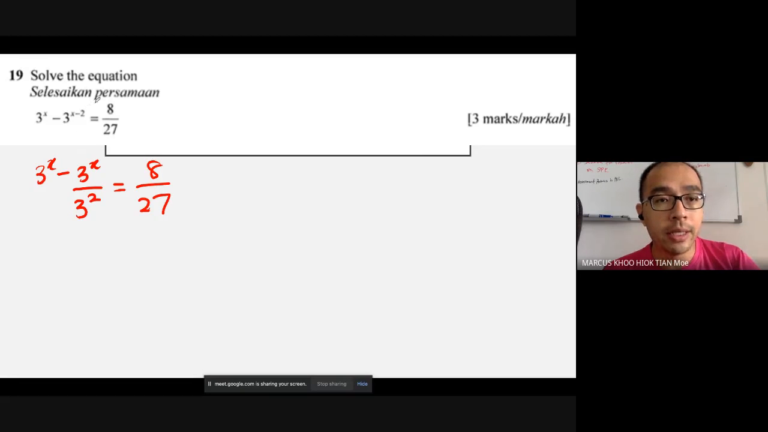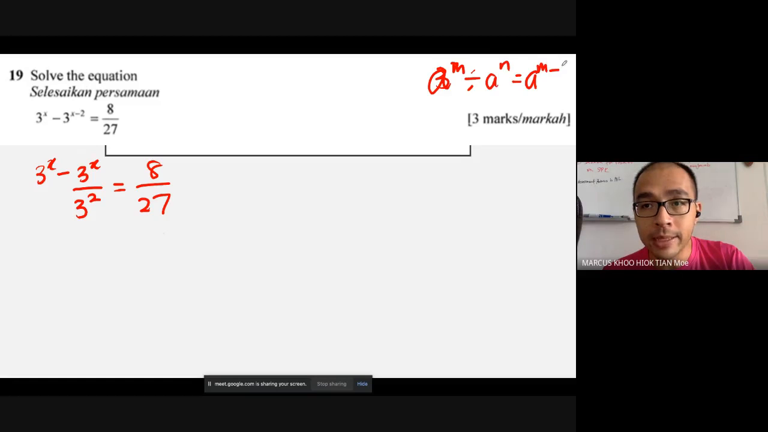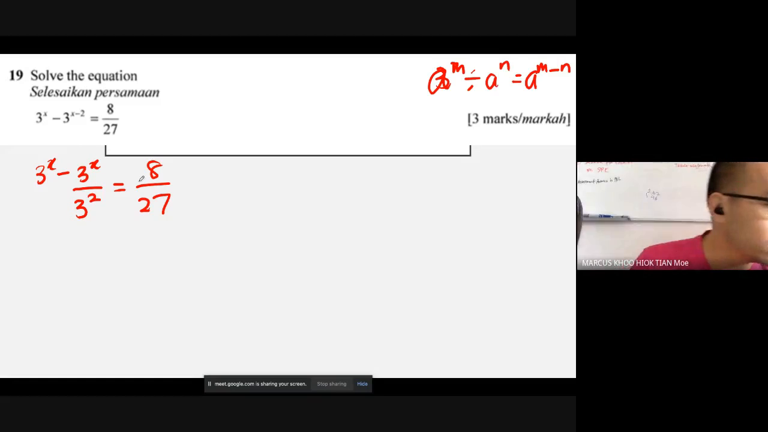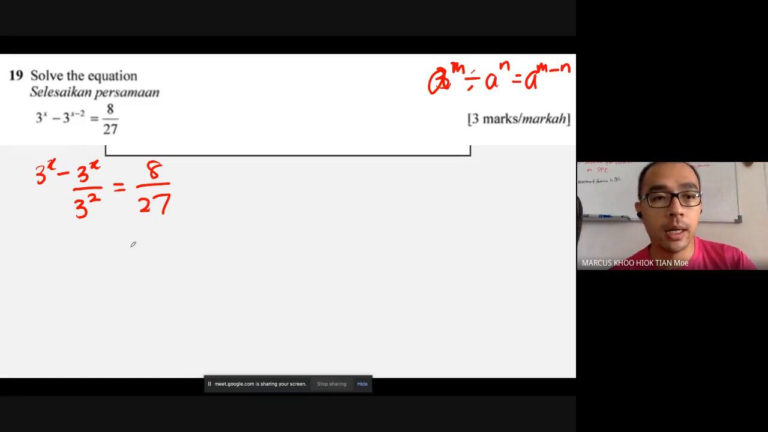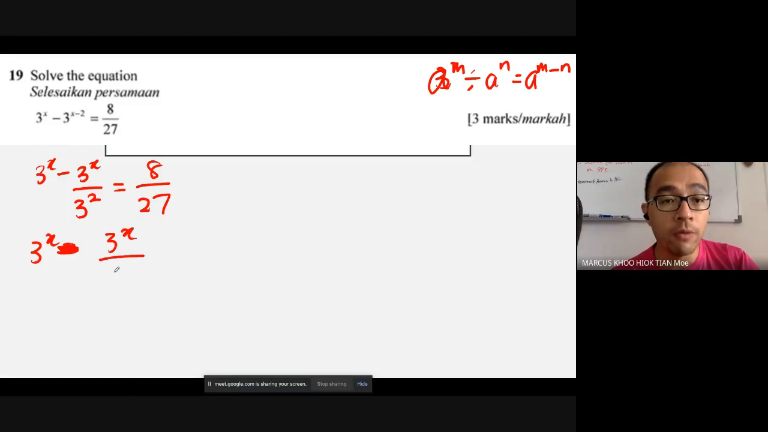I use this because the formula is a to the power m divided by a to the power n equals a to the power m minus n. So this m is n, so I put divide here. Divide or over, pretty much the same thing as well. So if I simplify this, I get 3 to the power x minus 3 to the power x over 9 equals 8 over 27.